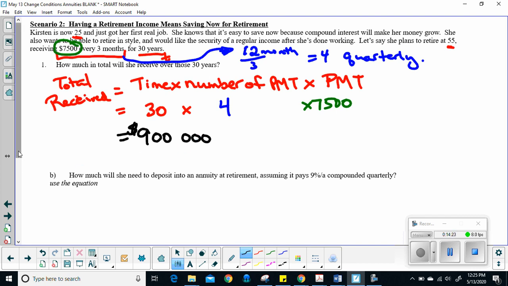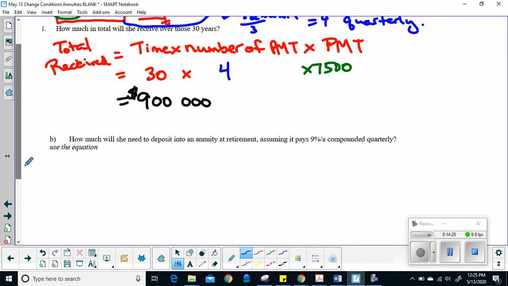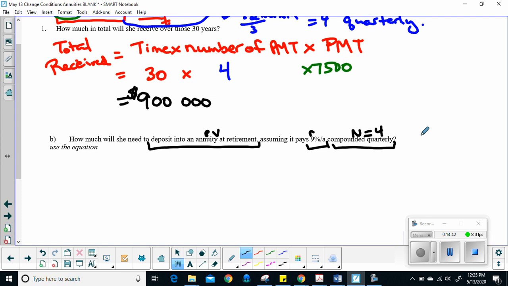If we were going to use our equations, then we're looking at some big stuff here. So how much would she need to deposit into an annuity at retirement? So that would be her present value. There's my interest rate, okay? Compounded quarterly, so there's my N. And from up above, we know time was going to be 30 years. And we knew our regular payment was going to be 7,500.